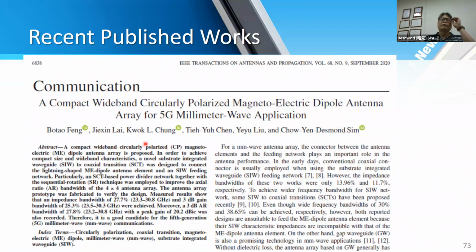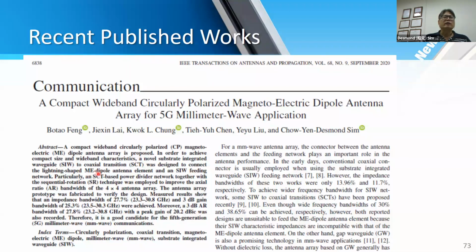Our latest work was published, I think this month, in September 2020, in an IEEE transaction. I'm the corresponding author of this paper. It's a joint venture with Shenzhen University in China. This is a really wideband CP ME dipole antenna for 5G. This is quite a rare type of design because we have used an SIW feeding network, and it's used to connect to a lightning-shaped ME dipole antenna.